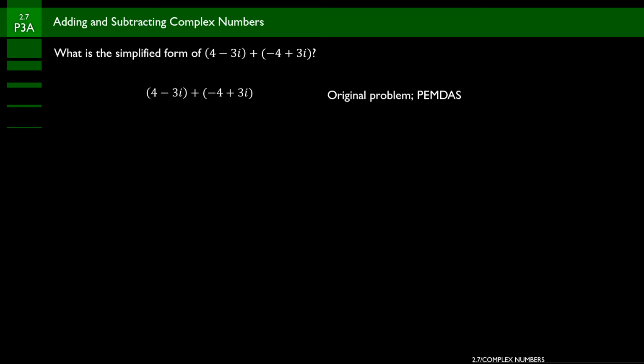Then, since we've got a positive sign in between them, we know that we would distribute a positive 1 through to the negative 4 plus 3i, but that doesn't change anything. So we can just go ahead and drop the parentheses. That leaves us with 4 minus 3i minus 4 plus 3i. At this point, we just combine like terms. So 4 minus 4 is 0, and negative 3i plus 3i is also 0, so the solution to this expression is 0.